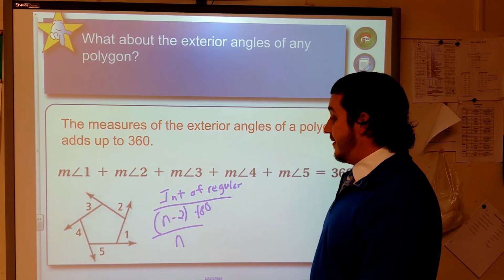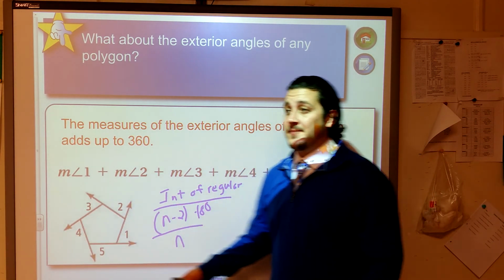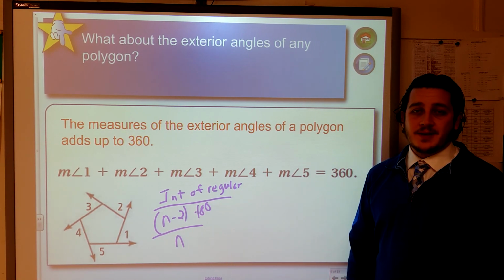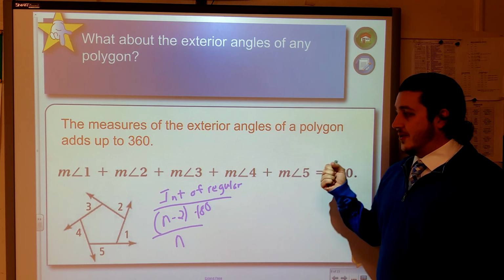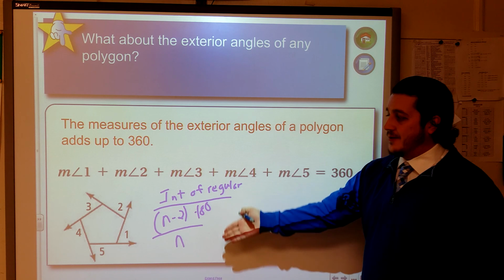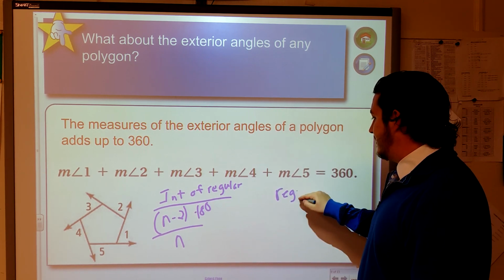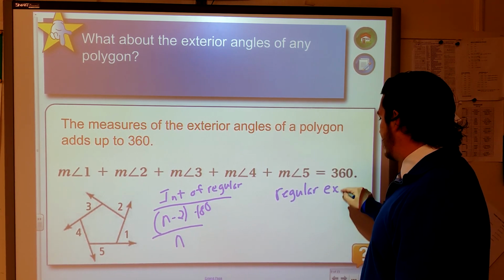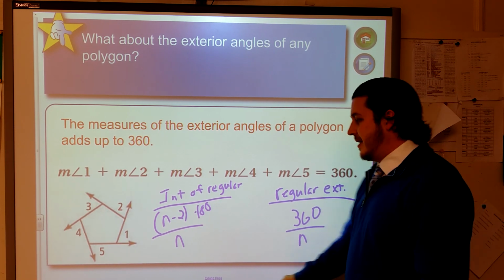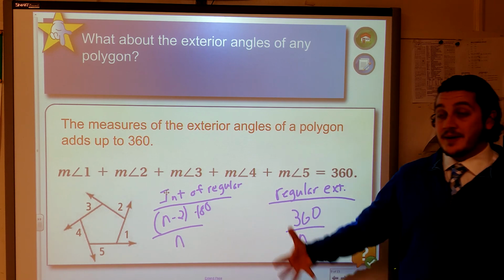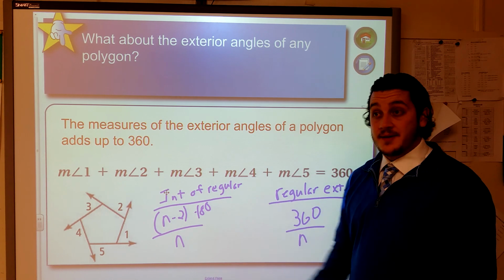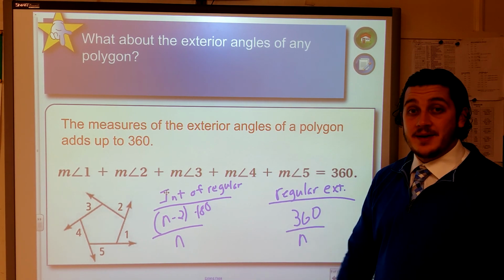So we would divide by n, right? What about the exterior? If we wanted to find the interior angles, we would do n minus 2 times 180 divided by n. For the exterior, we know the angles add up to 360. So if we want to find it for a regular polygon, you do 360 divided by n, the number of sides. If you know all the angles are going to add up to 360 and they're all the same because it's regular, divide 360 by n.